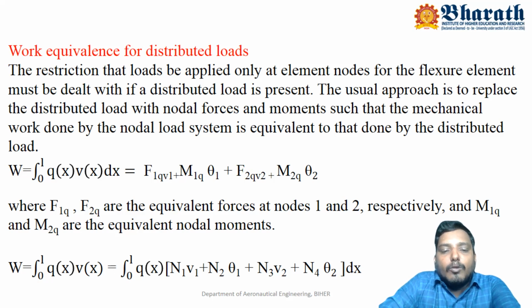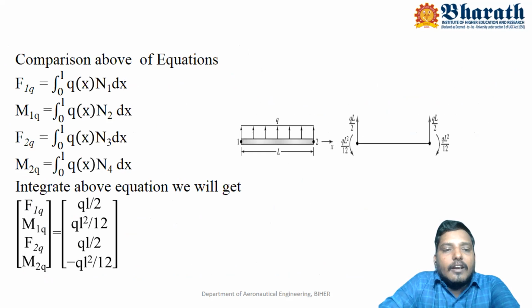We compare with the above equation, then the distributed force at node 1, F1q, is equal to the integral from 0 to L of q of x times N1 dx. Then M1q is equal to the integral from 0 to L of q of x times N2 dx, and F2q is equal to the integral from 0 to L of q of x times N3 dx. Then M2q is equal to the integral from 0 to L of q of x times N4 dx.